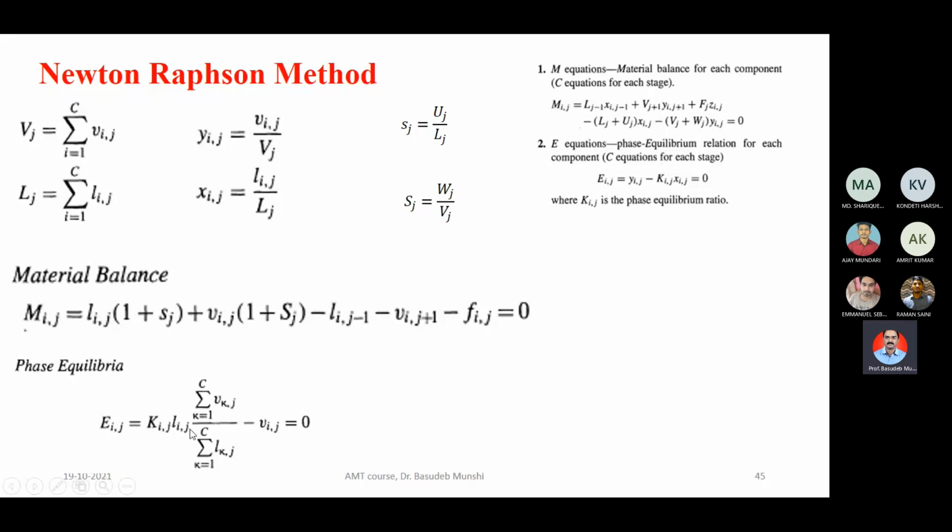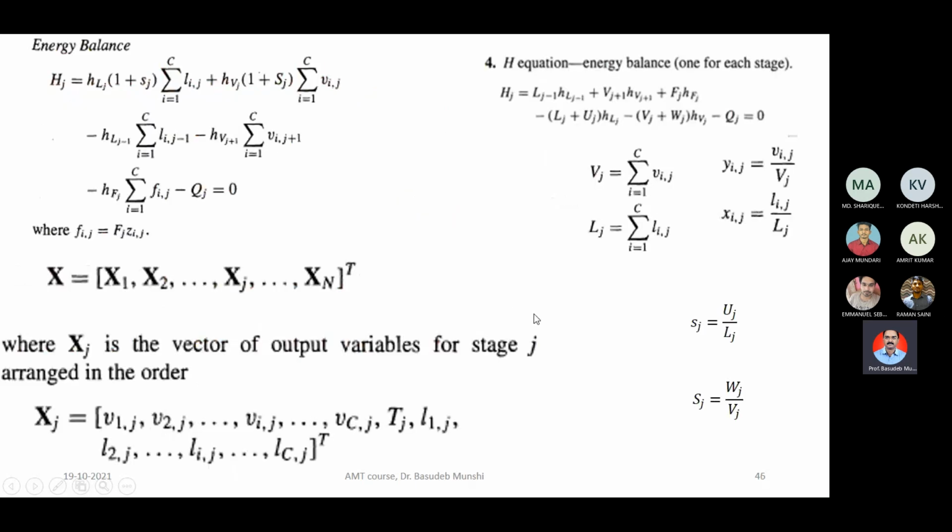Then come to the equilibrium relation. Eij is equal to this relation. In this relation we will substitute Yij and Kij. What is Yij? From here you can write Vij divided by sigma Vij, and here you can write Xij is equal to Lij divided by sigma Lij. Then we can rearrange the equation. After rearranging, we can write the final equation in this way. Eij is equal to Kij into Lij into sigma Vkj divided by sigma Lkj minus Vij is equal to 0. Then we have the energy balance equation, that also you have to modify.